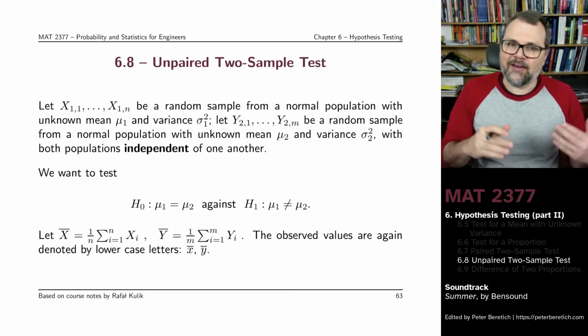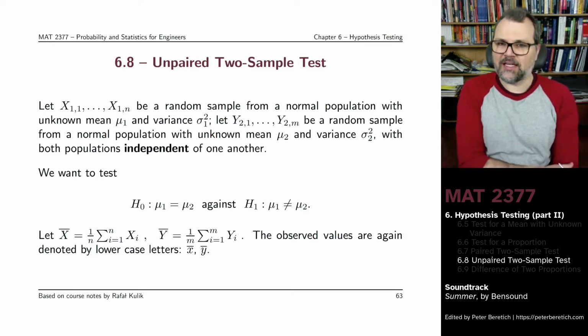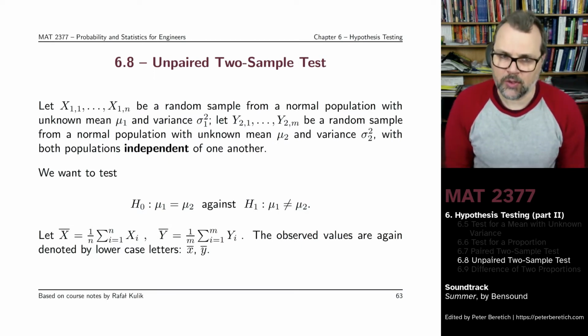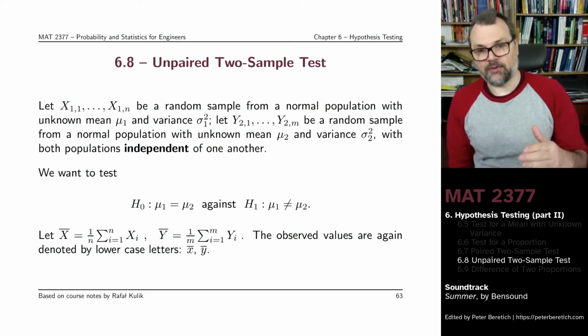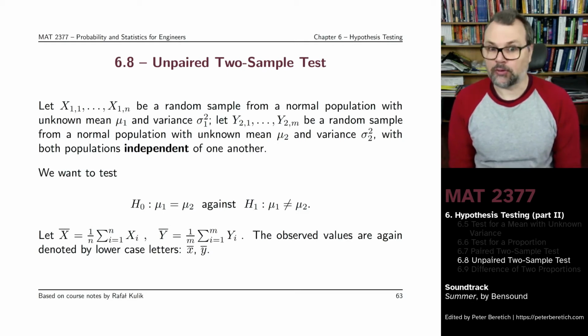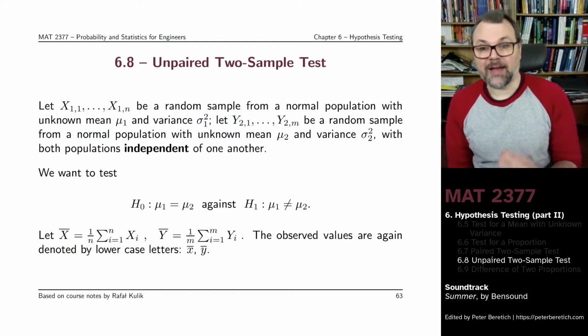So let's say you have n observations that have been taken from a normal population with unknown mean mu1 and unknown variance sigma 1 squared, and then you have m observations that have been sampled from another normal population with unknown mean mu2 and variance sigma 2 squared, both populations being independent of one another.